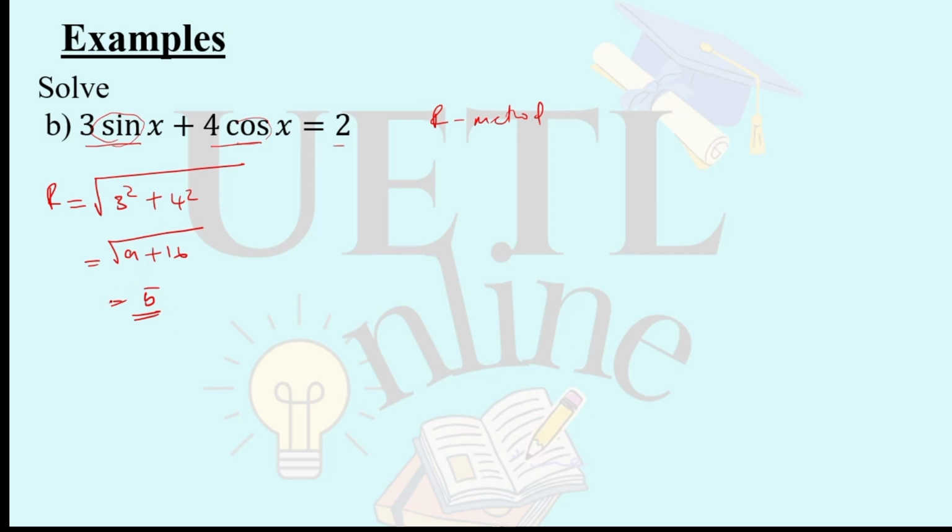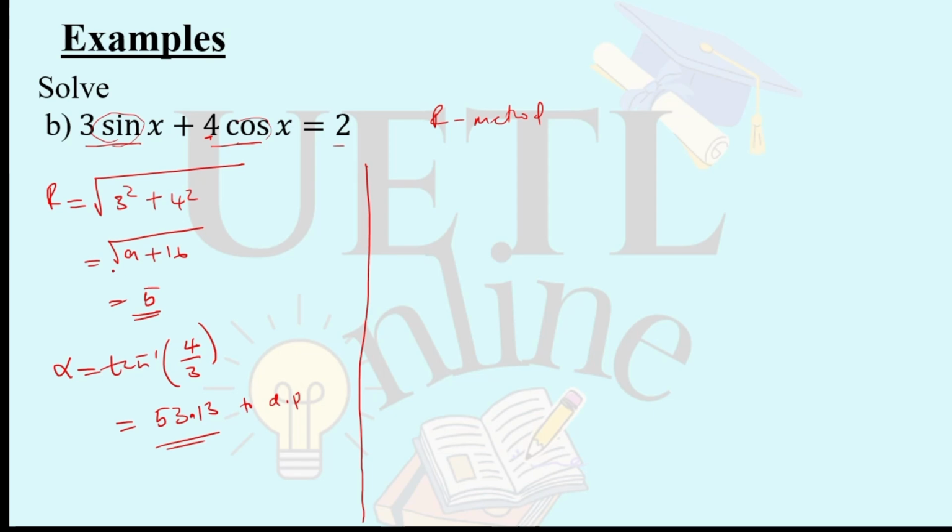After finding that, alpha is equal to arctan of the second digit, which is 4, over the first digit, which is 3. After that, we get our angle as 53.13, rounded to 2 dp. Make sure you grab this concept: how to find R, and saying the second term over the first term.